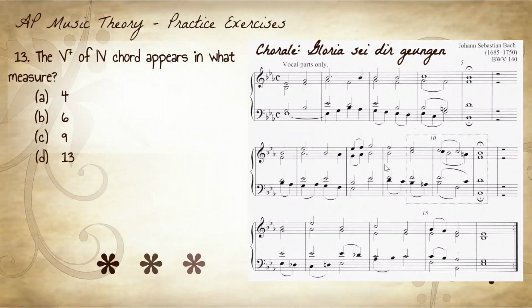Question 13. The dominant seventh over the subdominant chord appears in what measure? Is it in measure 4, 6, 9, or 13? Correct answer is D, 13.